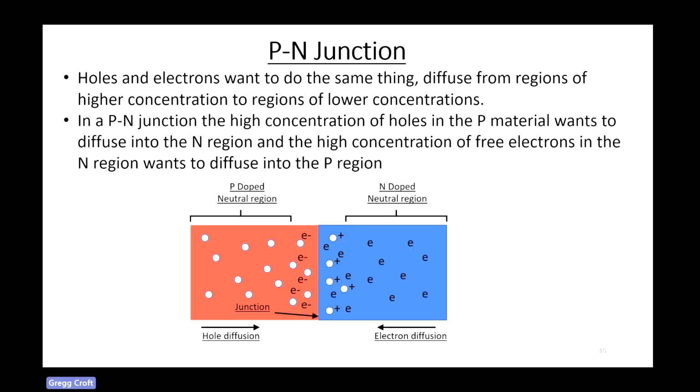Holes and electrons want to do the same thing. They want to diffuse from regions of higher concentration to regions of lower concentration. So in a p-n junction, you have a high concentration of holes in the p material, and that wants to diffuse into the n region. And you have a high concentration of free electrons in the n region, and that wants to diffuse into the p region. And you can kind of see I've started showing that diffusion occurring here, as the different carriers are moving across the junction.